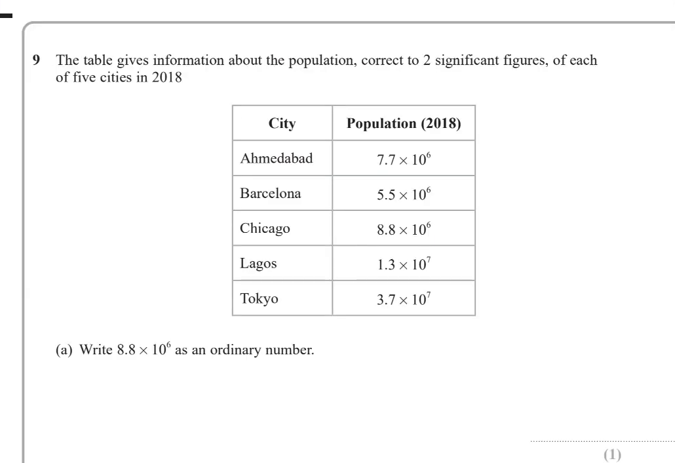Number 9, the table gives information about the population, correct to 2 significant figures, of each of 5 cities in 2018. Write 8.8 times 10 to the power 6 as an ordinary number. So move the decimal point 6 places to the right, so 1 place and 5 zeros, so 8, 8 and 5 zeros.